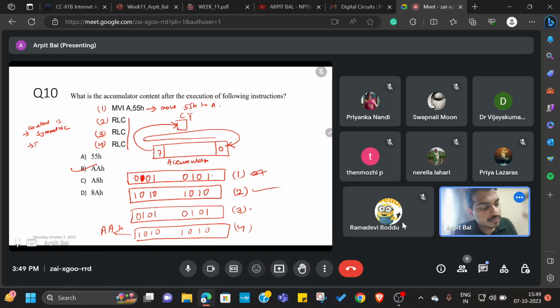If the content is symmetric, then with an even count of RLC, whatever the original value is, you will arrive at that value. If it has an odd count, then perform RLC only once. So let us say there would have been 6 more RLC statements, then also the result would have been the same, that is AAH. Is this clear?